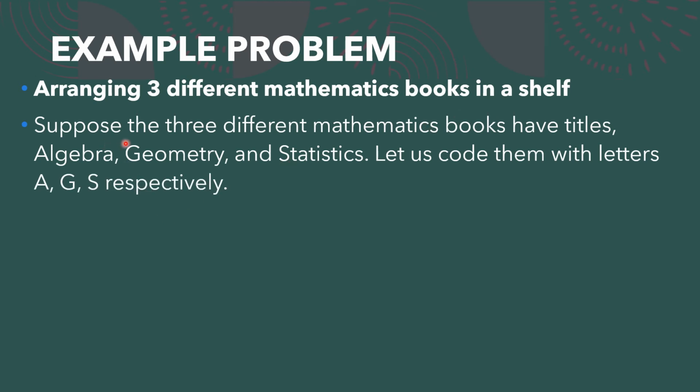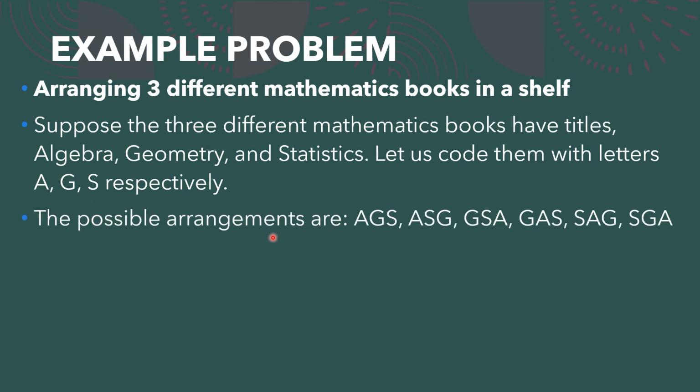First, suppose that the 3 different mathematics books have titles algebra, geometry, and statistics. Let's use A for algebra, G for geometry, and S for statistics. So, what are the possible arrangements? We have AGS, ASG, GSA, GAS, SAG, and SGA. Ito lang ba lahat yung mga possible arrangement natin? 6 nga lang ba lahat?